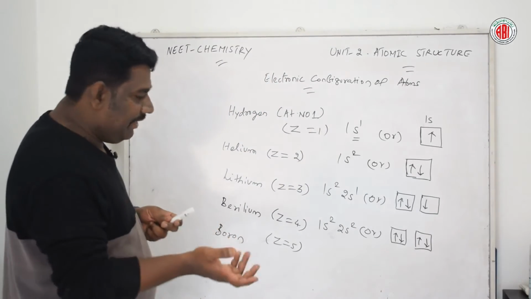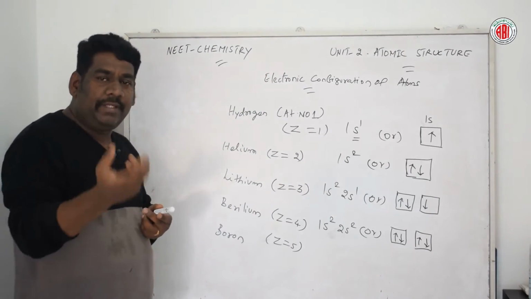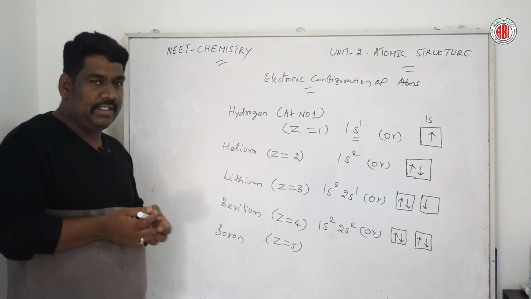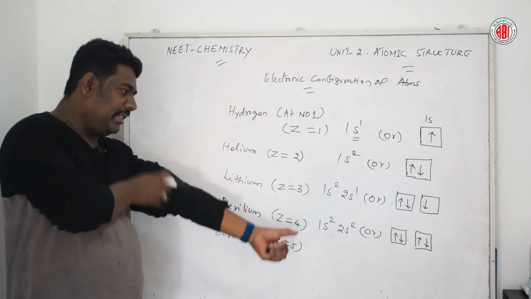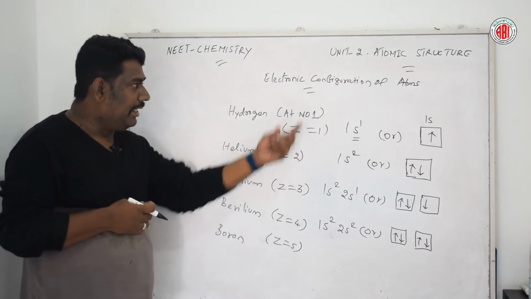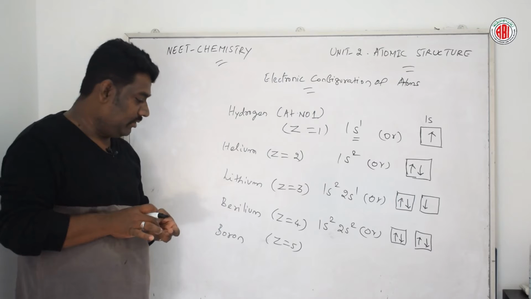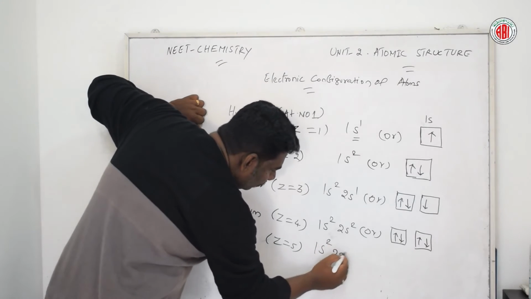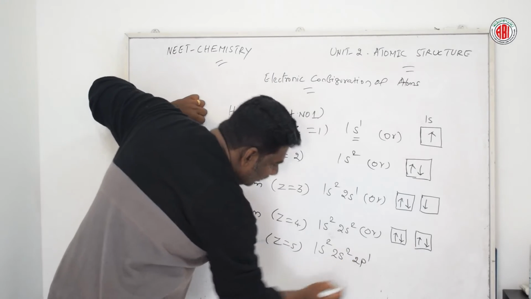So the electron is accommodated in the p of x, the lowest energy position, where the electron could be accommodated. So this can be expressed by writing the electronic configuration of boron as 1s2, 2s2 and 2p1.